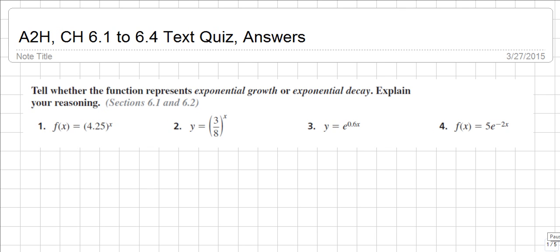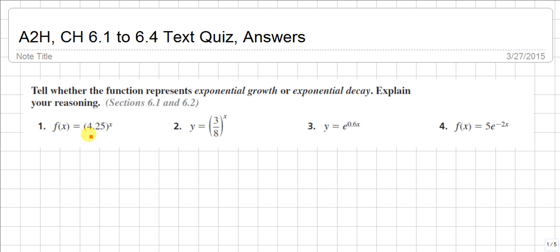Okay, I'm going to start working out the text quiz answers. Okay, the first problem says just tell whether it represents exponential growth or decay and explain. So what we're going to look at is the base. If the base is fractional between 0 and 1, it's decay. If the base is greater than 1, it's going to be growth. So let's take a look here.